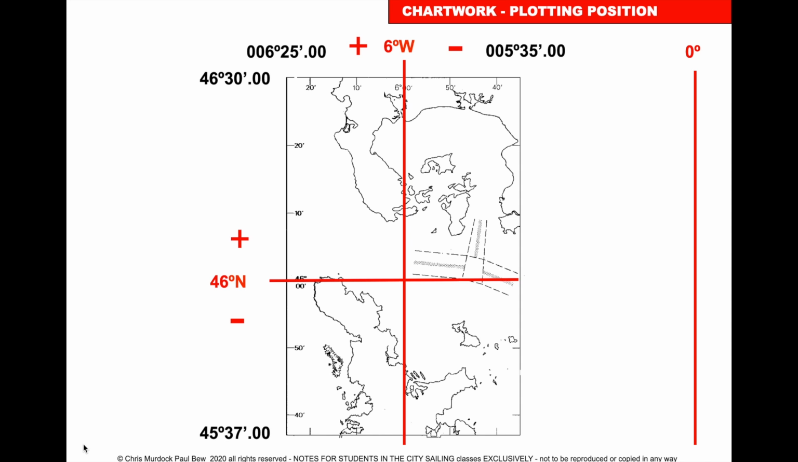If we look at RYA chart 3, if you get it out and lay it out full on the table, you'll see in the middle here it says 46 degrees north. That's 46 degrees north of the equator. And at the top here it says 6 degrees west. That's 6 degrees west from the prime meridian or Greenwich meridian.